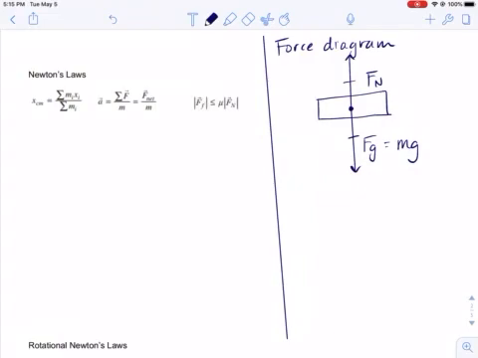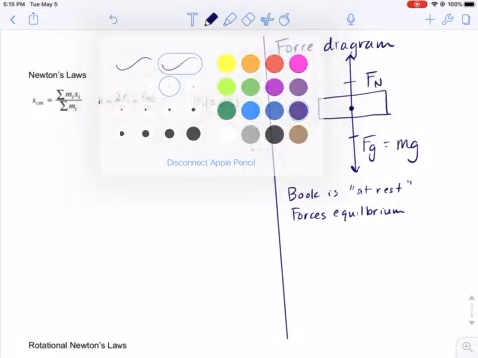Those two forces are equal and opposite. And they are called a force pair. The book, oh no, they're not called a force pair. I lied. Let me back up. Those two forces are equal and opposite because the book is at rest. So the forces are in equilibrium.